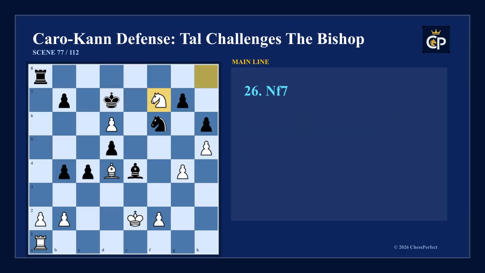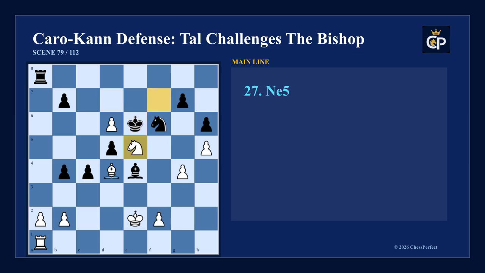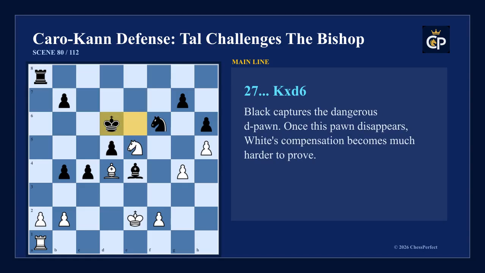Knight f7. King e6. Black attacks the knight and gains time. Tal's pieces are active, but they are also being pushed around. Knight e5. King takes d6. Black captures the dangerous d-pawn. Once this pawn disappears, white's compensation becomes much harder to prove.